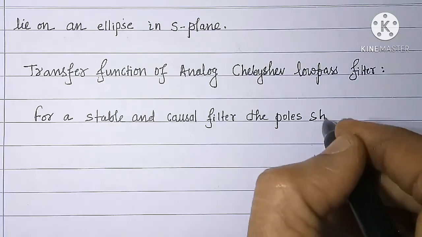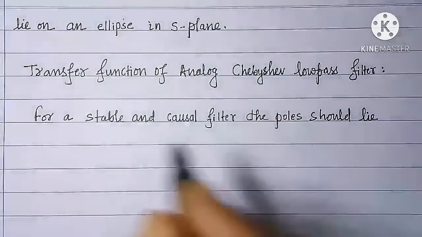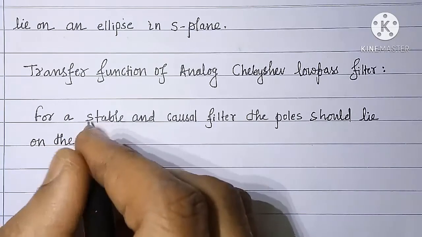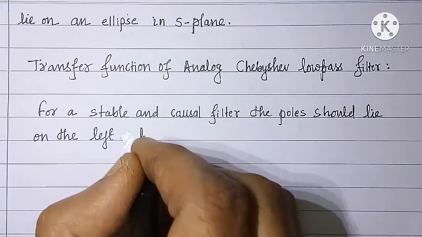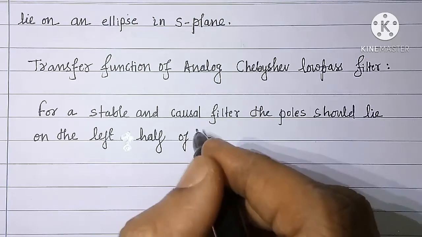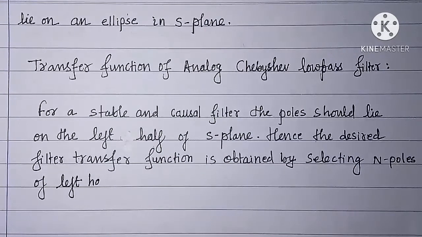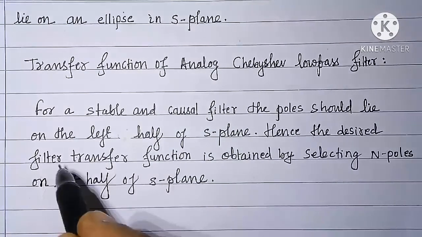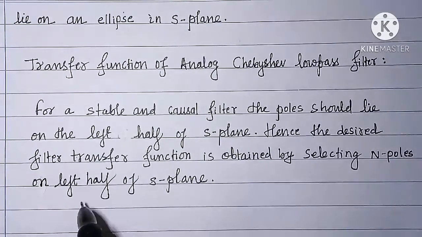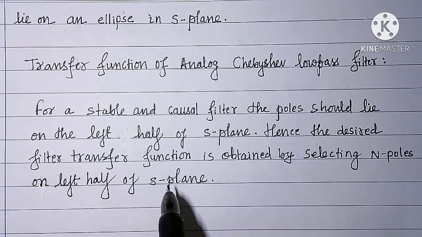The poles should lie on the left half of S plane. Hence, the desired filter transfer function is obtained by selecting n poles on left half of S plane. This is very important fact.